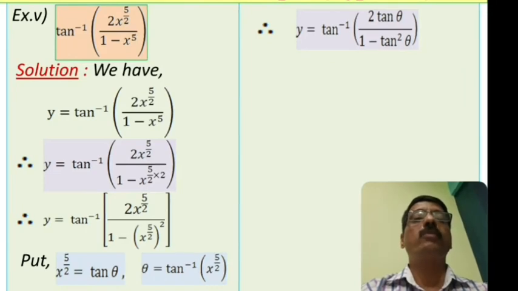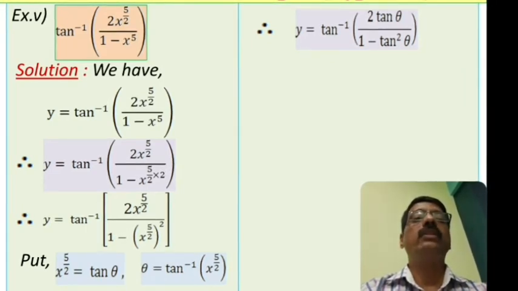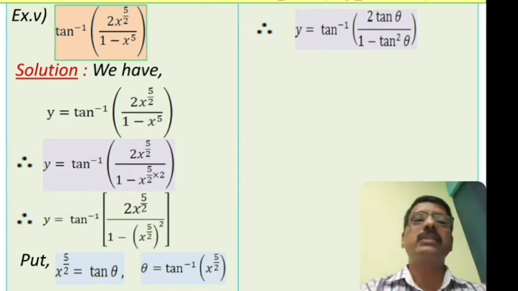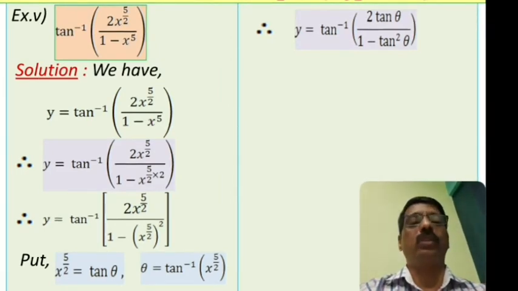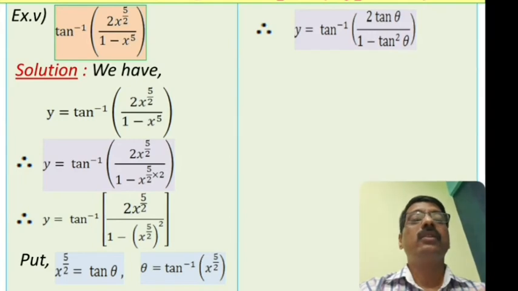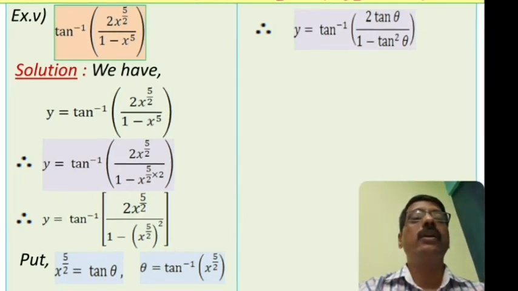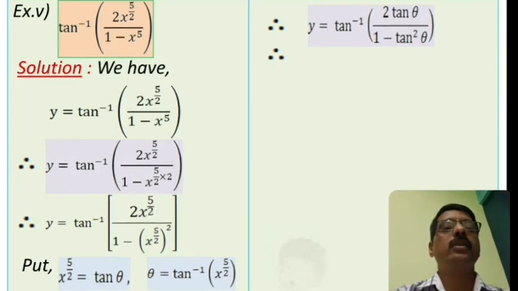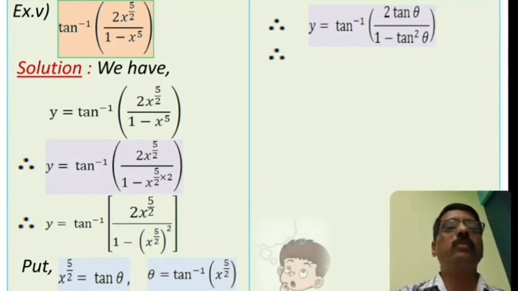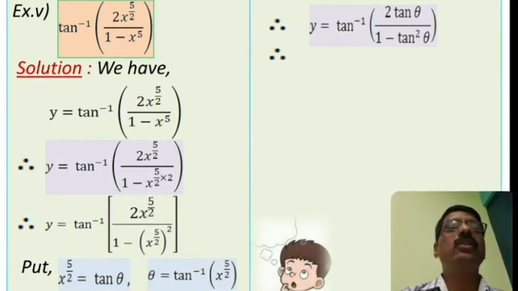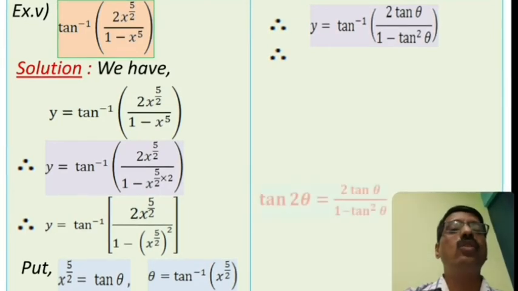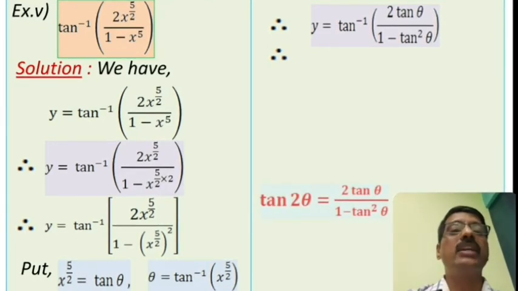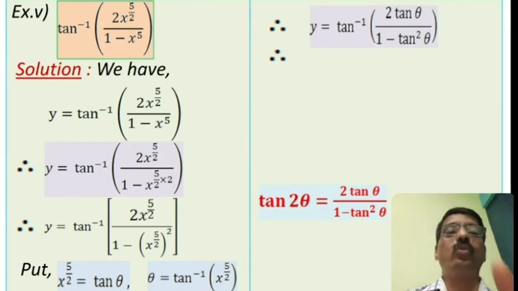What is the formula? In the last example we already discussed that 2 tan theta upon 1 plus tan square theta equal to sine of 2 theta. But here we are given 2 tan theta upon 1 minus tan square theta. Then what is the formula? Yes, do you remember the formula? That is 2 tan theta upon 1 minus tan square theta equal to tan of 2 theta. That formula has to be applied here.